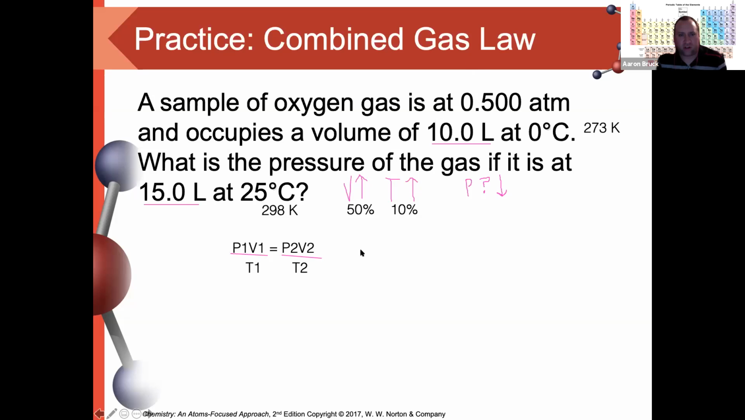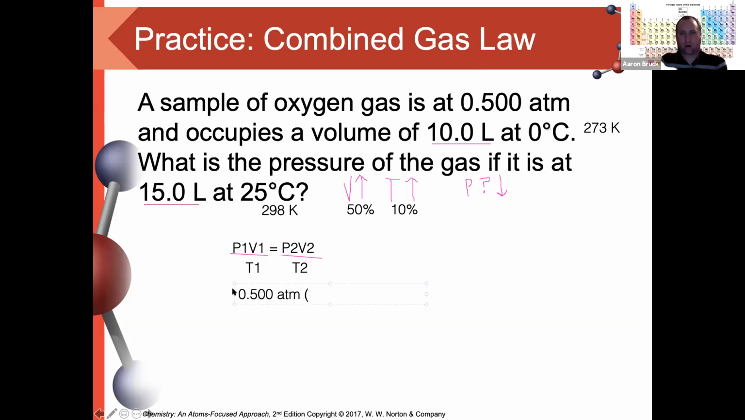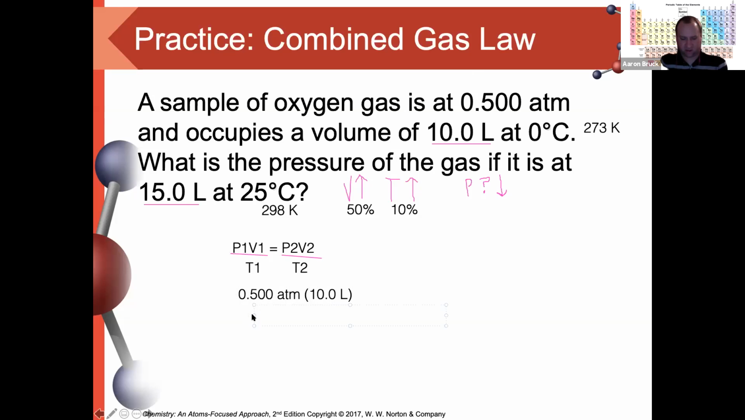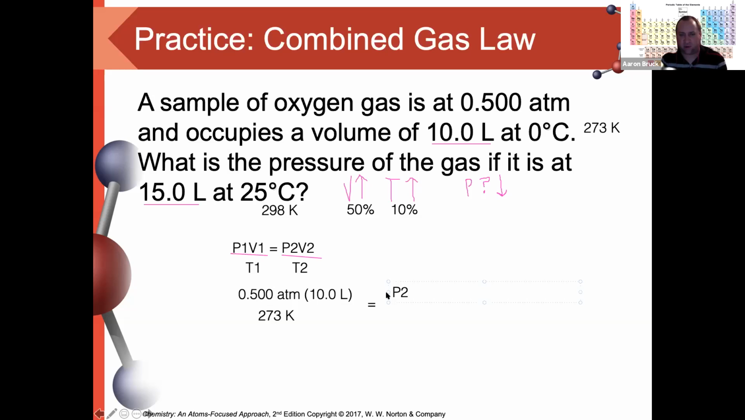Our initial pressure is 1/2 of an atmosphere. Our initial volume is 10.0 liters. Our initial temperature is 273 Kelvin. We are trying to find the second pressure. Our second volume is 15.0 liters. And our second temperature is 298 Kelvin.